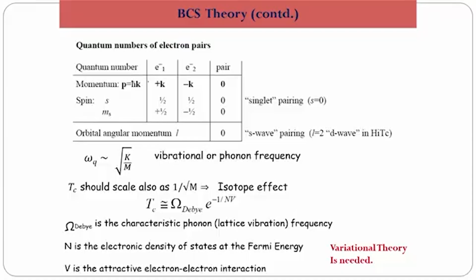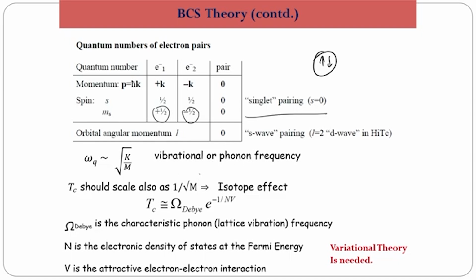So these are momentum plus k and minus k of the two electrons. The total momentum is 0. They both are spin half. One of them has the ms value plus half and the other minus half, which means an up electron and a down electron forming a pair. And this by definition, you know, is singlet pairing. So the orbital angular momentum is 0.